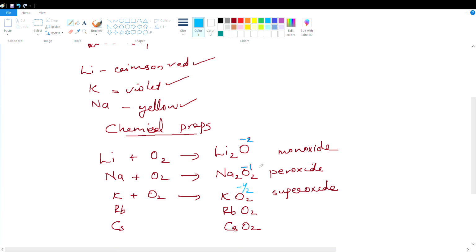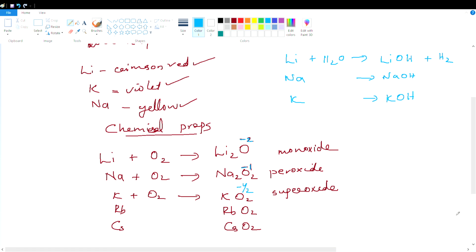Now reactivity with water. Lithium reacts with water and produces lithium hydroxide, and liberates hydrogen gas also. Similarly, sodium in water produces NaOH plus hydrogen. Potassium gives potassium hydroxide. Similarly for the others.